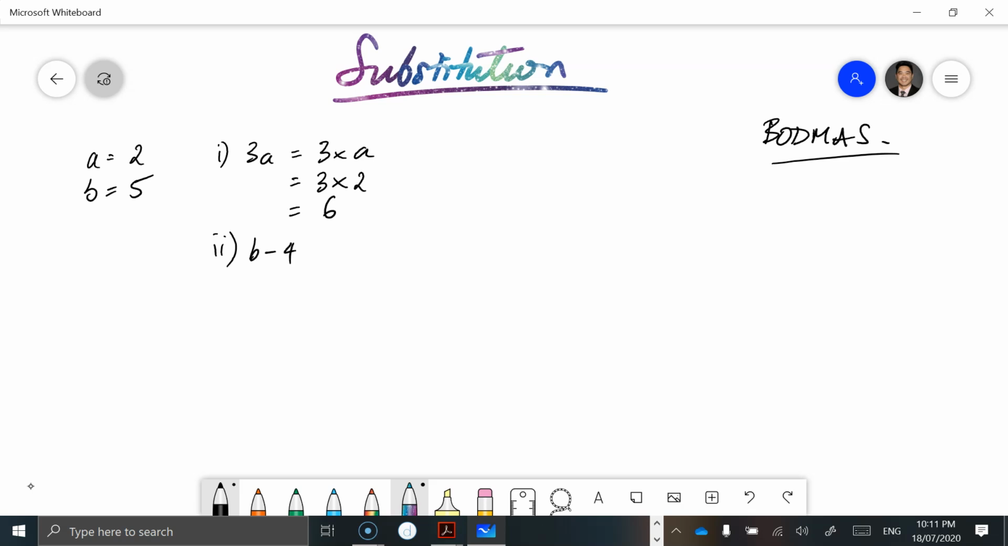Second example, if we had something like B minus 4, and B is 5, we're looking at 5 minus 4, which is equal to 1. So fairly simple. Then what would happen if we had 2A plus 3B? Well, A is equal to 2, so 2 times 2, and then we add 3B, which is 3 times 5. That's 4 plus 15, and our answer is 19.